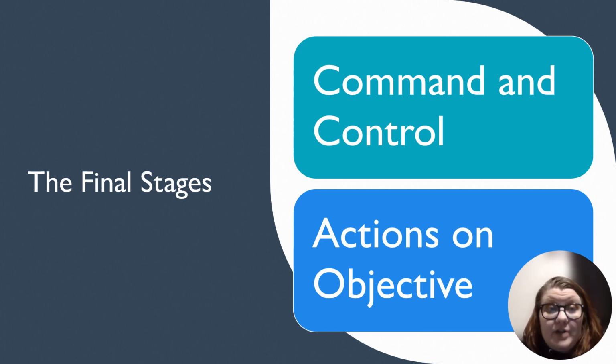Actions on objective is the stage in which the attacker extracts data from the system. The primary objectives in this stage are information gathering from the organization and extracting that information.